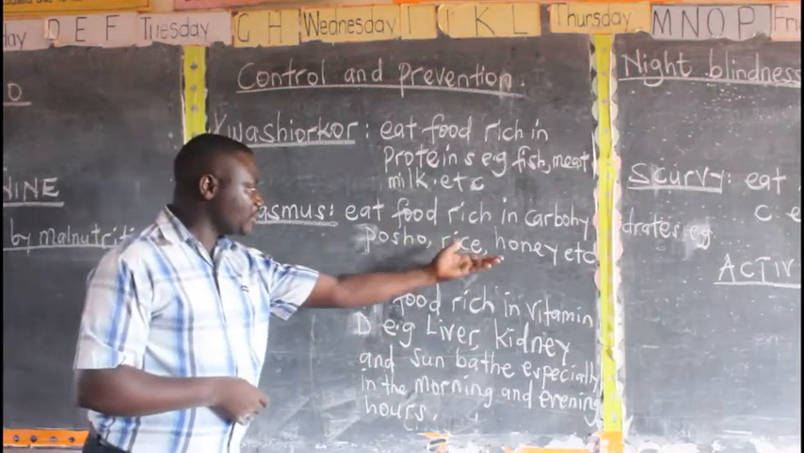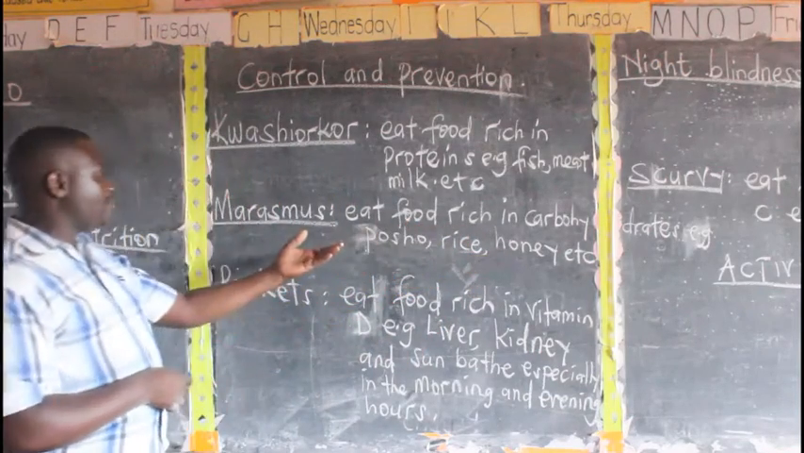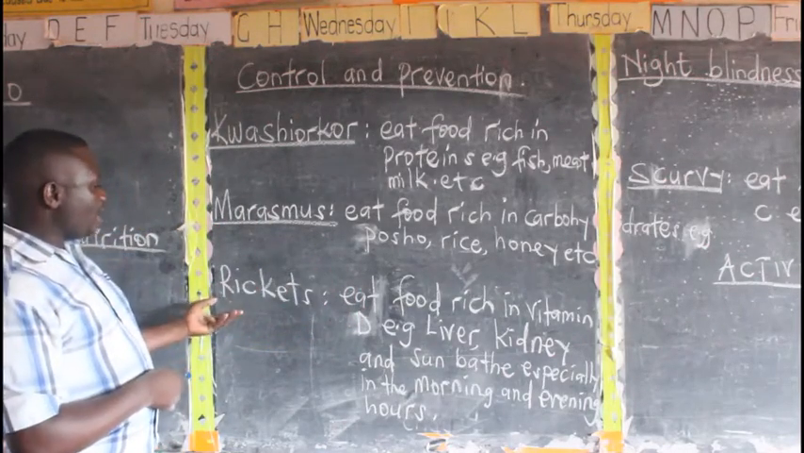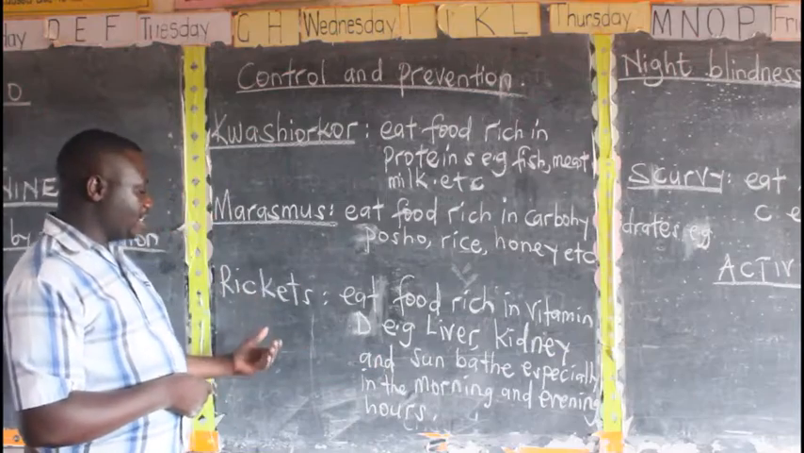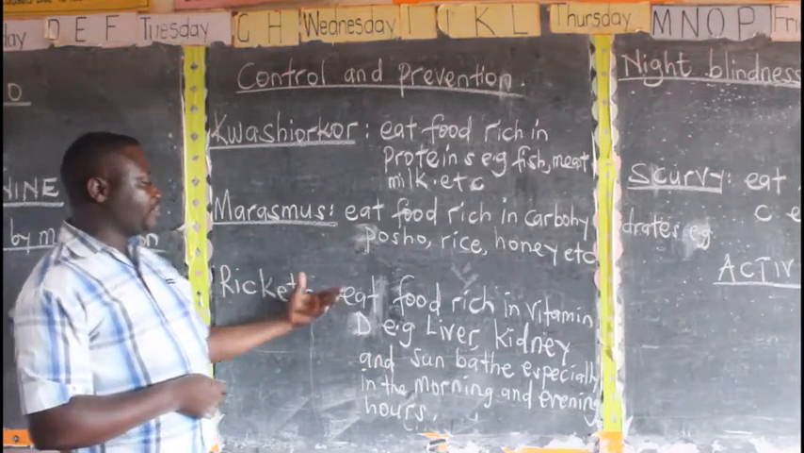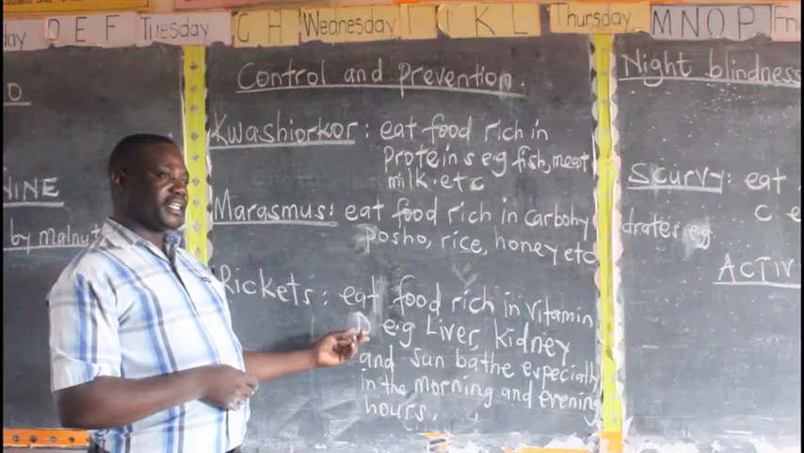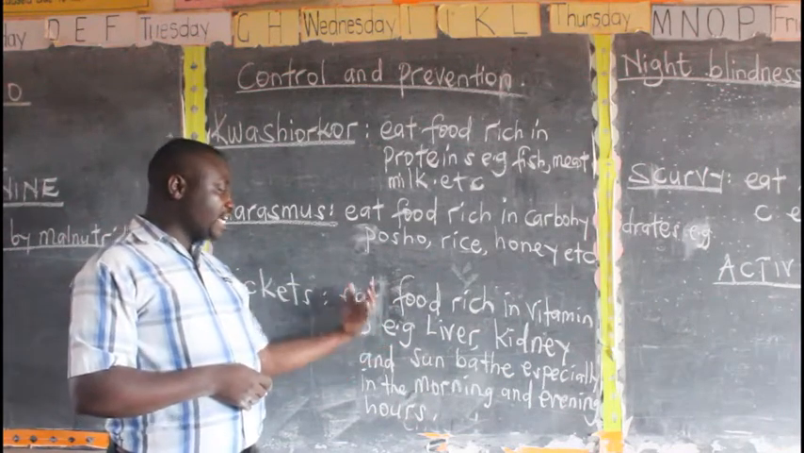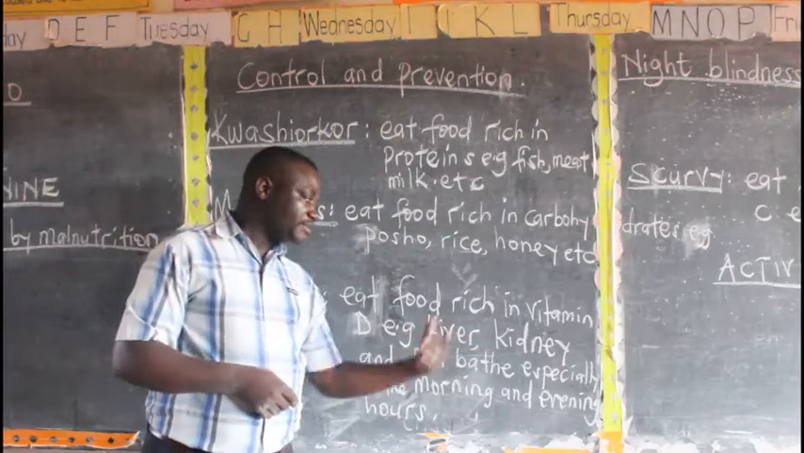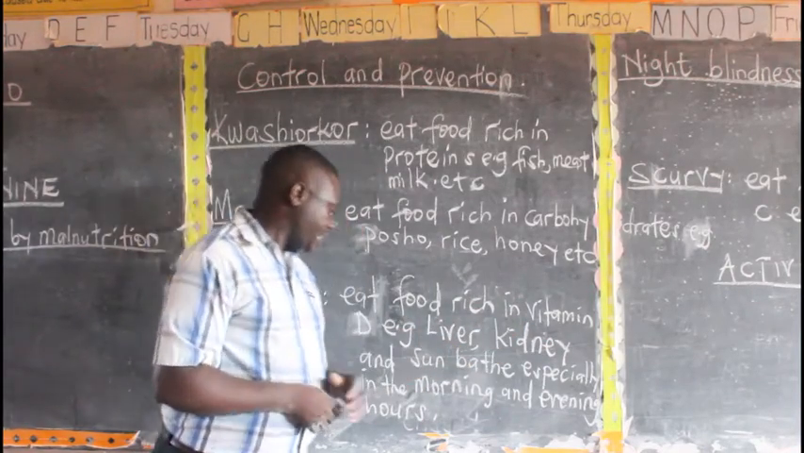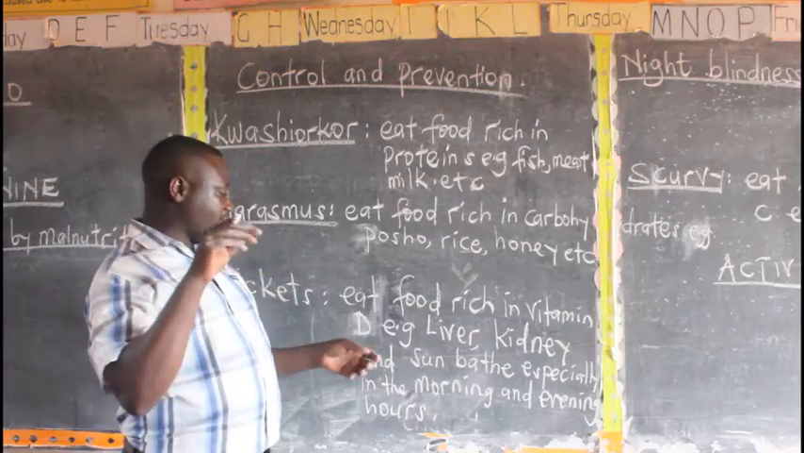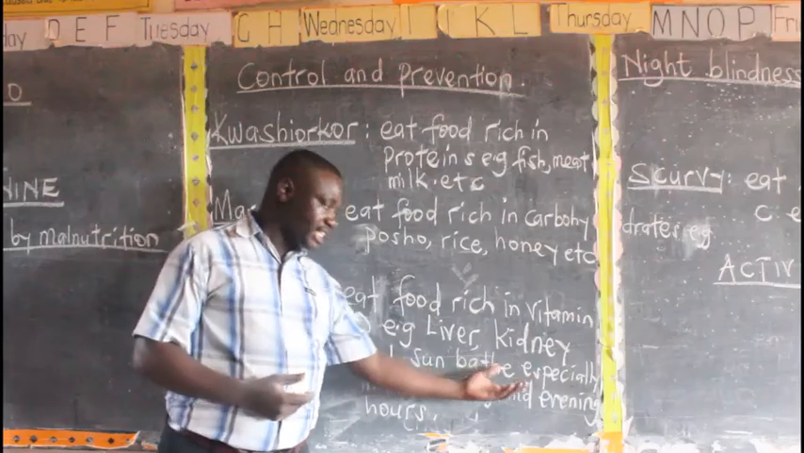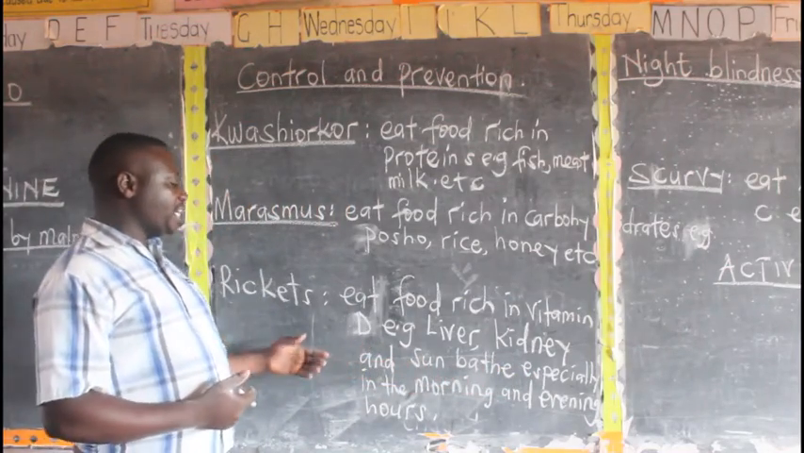So these are the examples of meals that can provide the body with carbohydrates to fight against marasmus. Then we have rickets. We can prevent this by eating food rich in vitamin D. Examples are liver and kidney, and then what is the most important and very cheap? You sunbathe. We don't eat it. Morning sunshine.